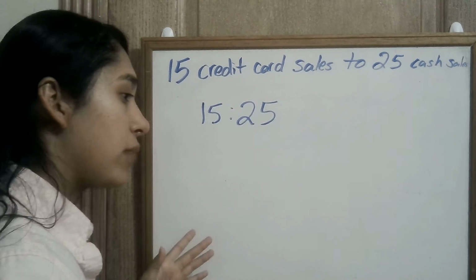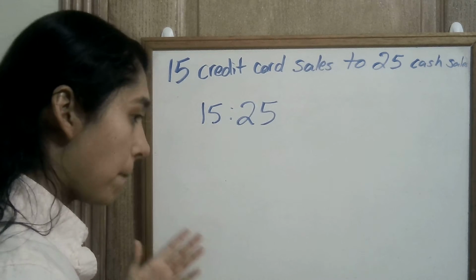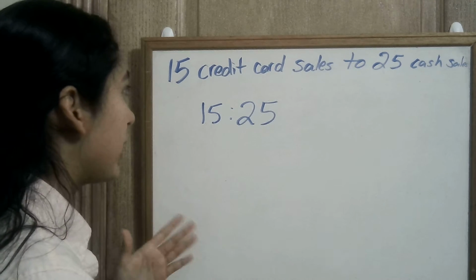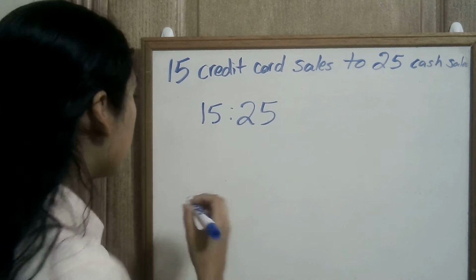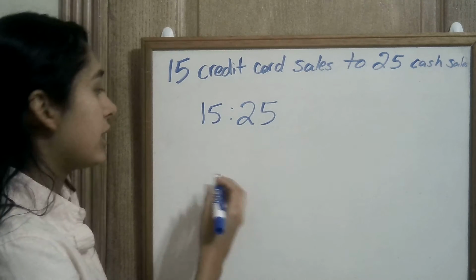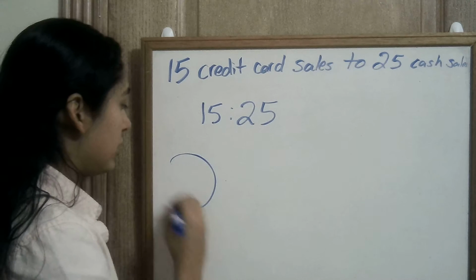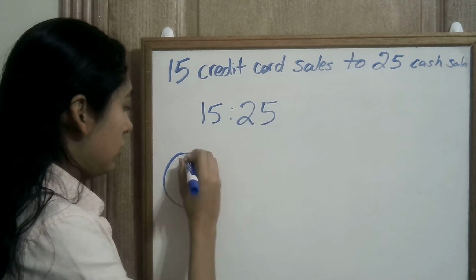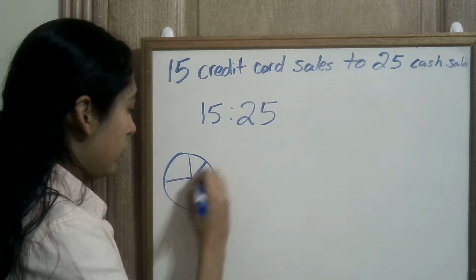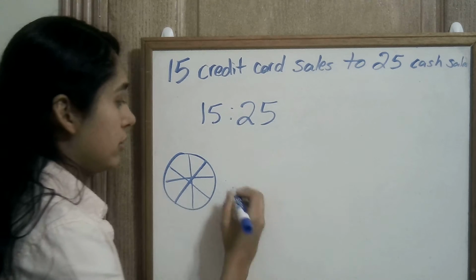With fractions, you might not need to label as much, because with fractions you have your numerator and your denominator. So like, let's say I have a pizza. And there's 8 slices.